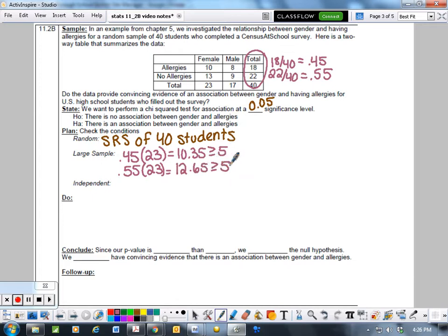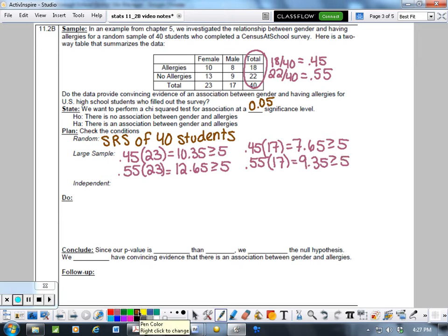And now I'm going to check for males. So I expect 45% of males to have allergies. 45% of the 17 gives me a value of 7.65. That is greater than or equal to 5, so I'm good. And then 55% of my males should not have allergies. So 0.55 times 17 gives me 9.35. And those all look good for that large sample. So now I'm going to go to independent, and it's reasonable to assume that there's more than 400 students.